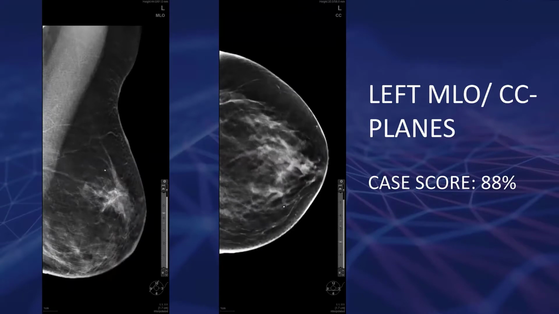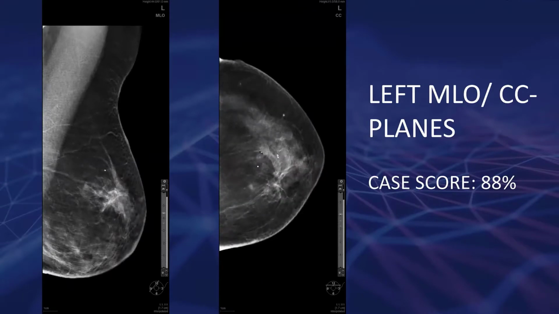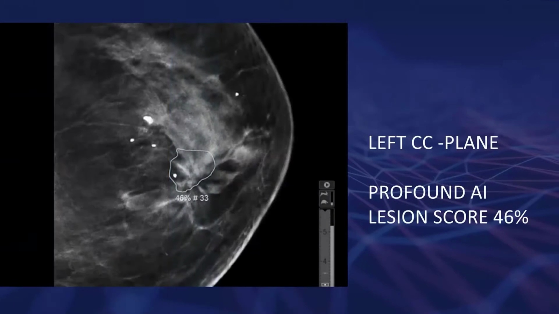this woman actually has an additional irregular spiculated mass in the left breast as well. And I think it's pretty obvious to any of the radiologists on the call that the patient does have a cancer here. I mean, it's irregular, it's spiculated. I don't think anyone disagrees with that.